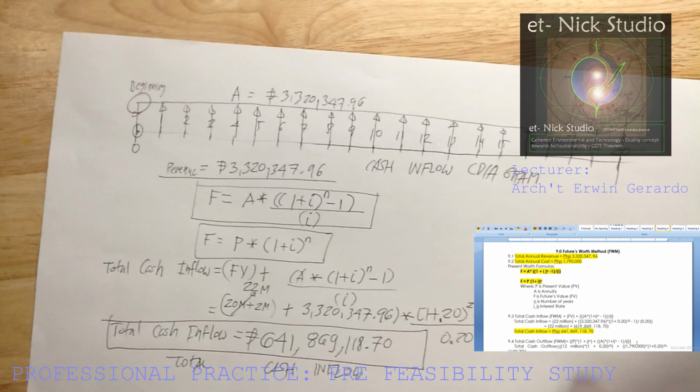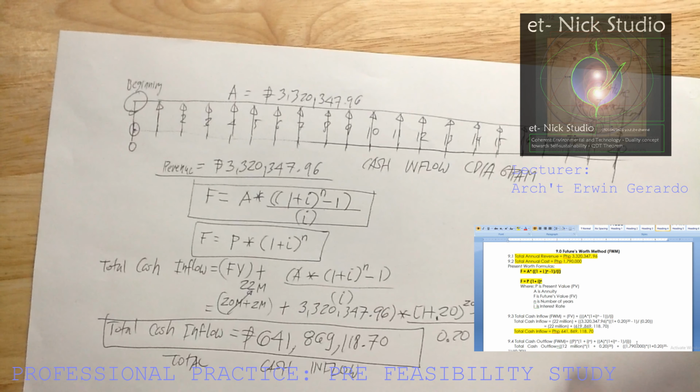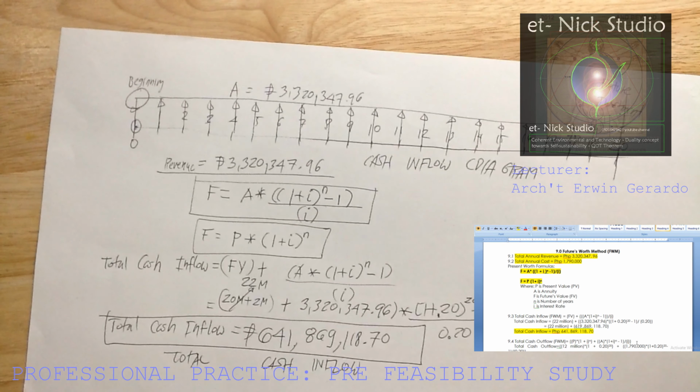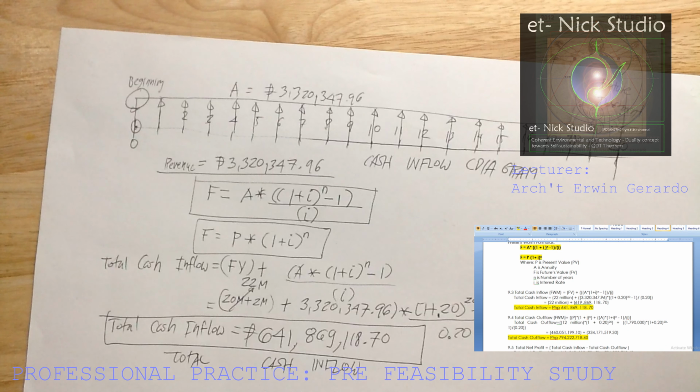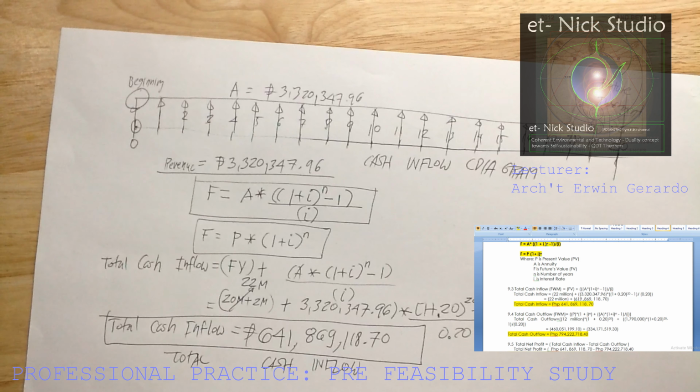Now, let us already consider here the next step, which is actually the total cash outflow using the futures worth method.